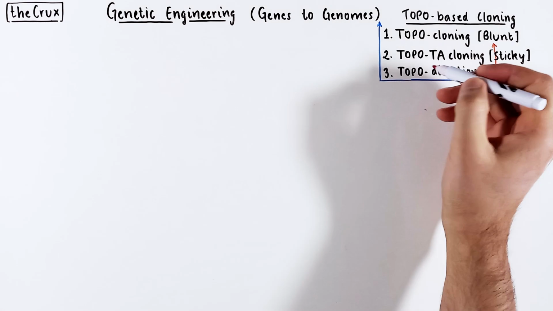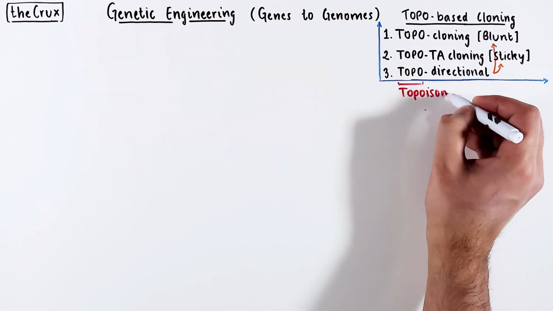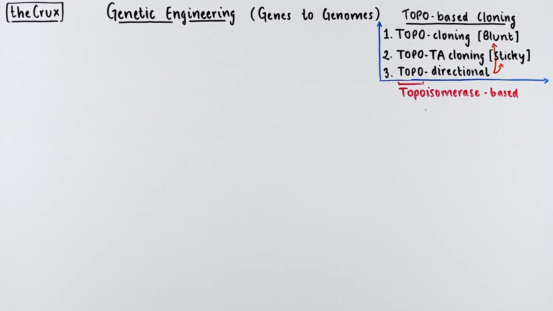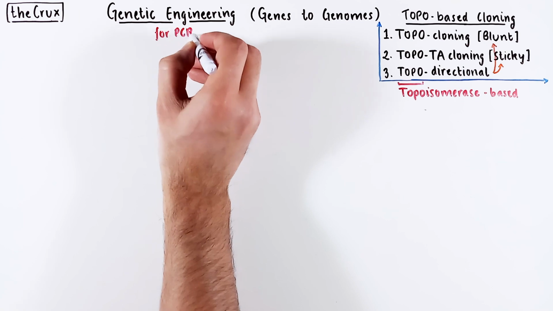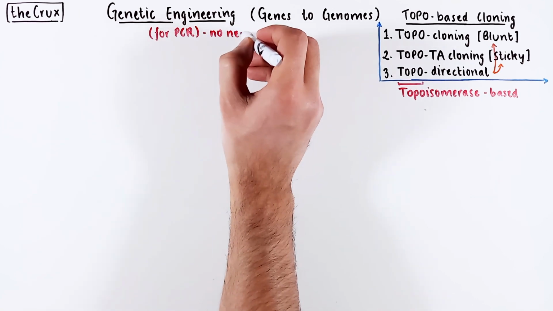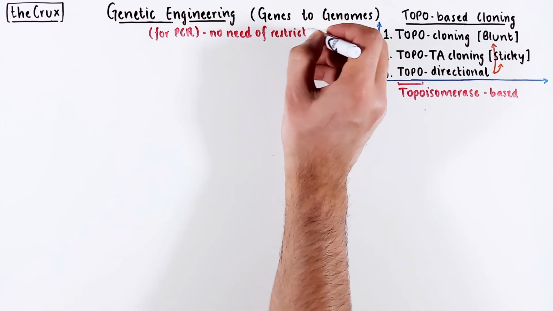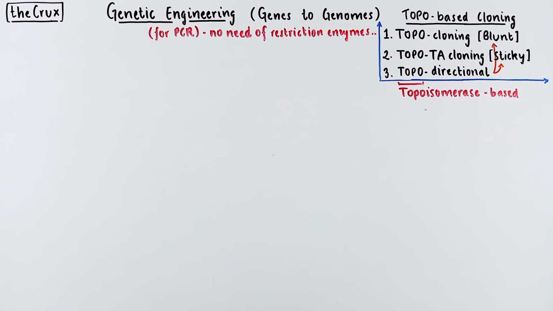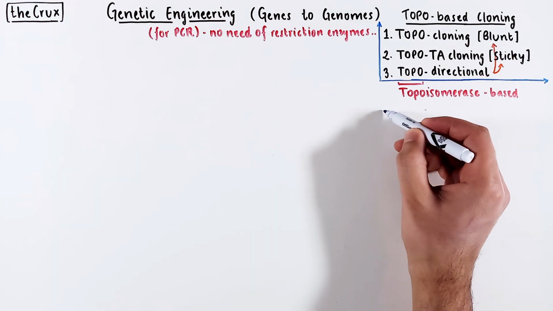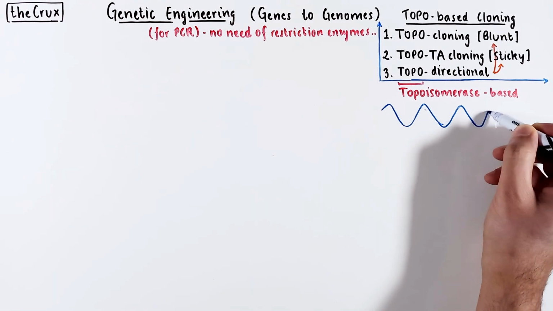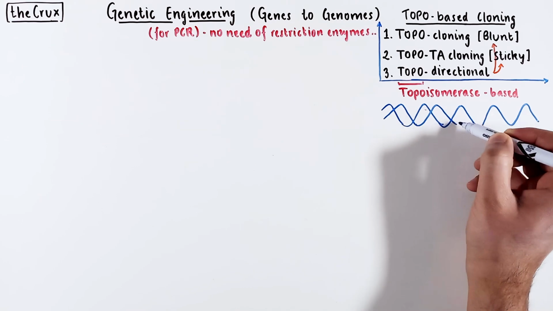In case you're not familiar, topo is shorthand for the enzyme topoisomerase. This is a very popular strategy to clone PCR products, and it bypasses the need for restriction enzymes and ligases that we saw in classic molecular cloning. You will understand topo cloning if you understand the basics of topoisomerase.